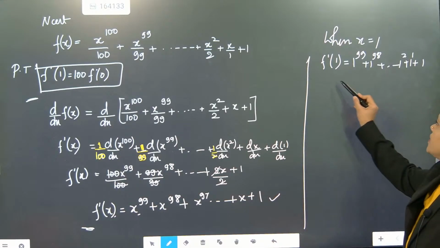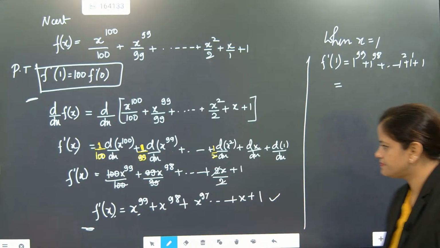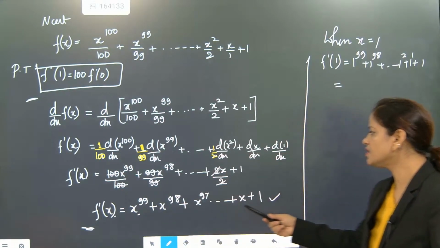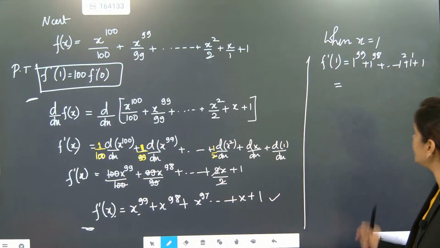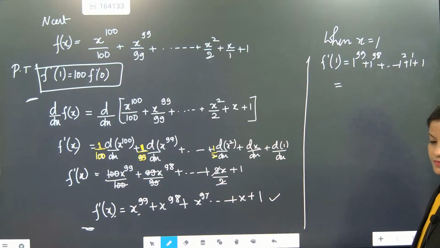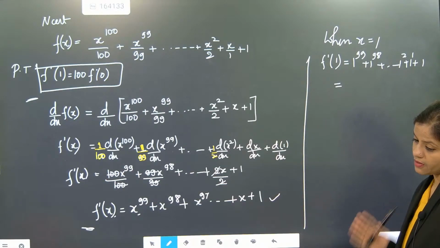So here what terms are coming? Total how many terms will come? This is total coming 99. 99 plus 1 will become 100. Check very carefully. Understood? It will become 100.